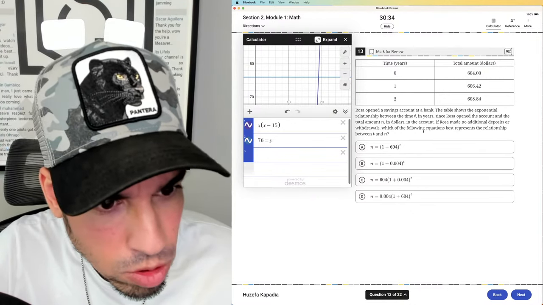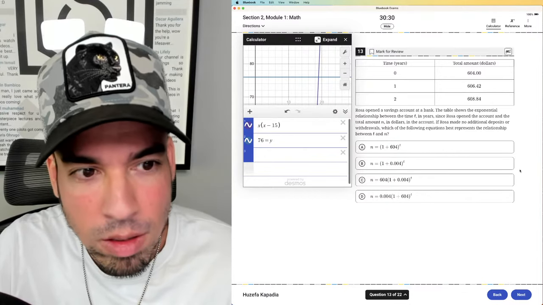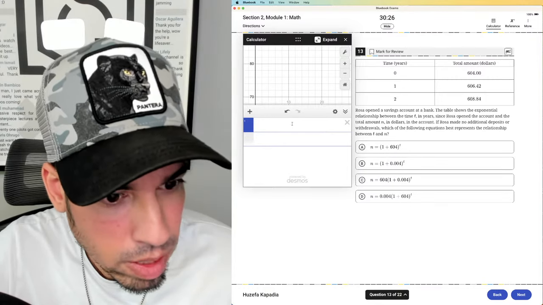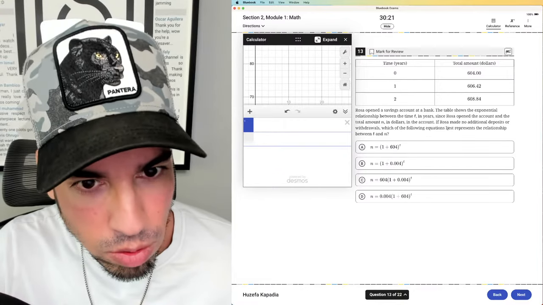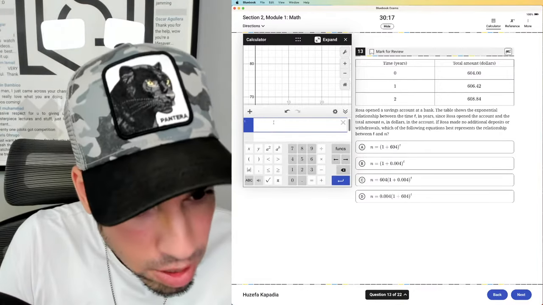Let's see. If Rosa made no additional deposits, which of the following best expresses...? This one's not really... wait. No. Great Desmos hack. Let's say you're totally clueless on this. I'm not going to do every choice. Let's go with the one that I know is correct, which I think is C. But pretend you don't know that, and you're going to go through and test everything.